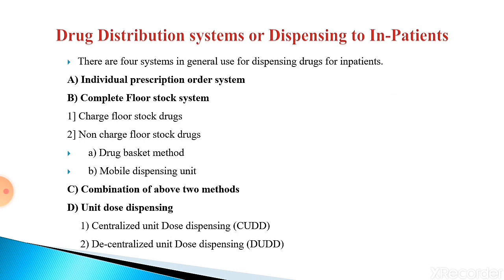And the fourth one is unit dose dispensing, which is again divided into two categories: centralized unit dose dispensing, that is CUDD, and decentralized unit dose dispensing, that is DUDD. So out of these four methods, we have already discussed the individual prescription order system and complete flow stock system in previous videos. In today's video, we are going to discuss the combination of the individual prescription order and complete flow stock system, and secondly unit dose dispensing. So let us start with the combination of the above two methods.